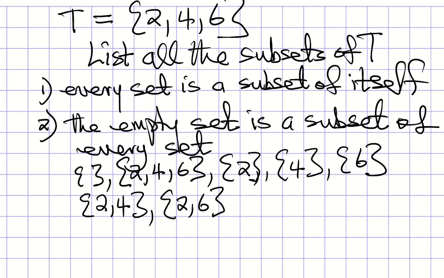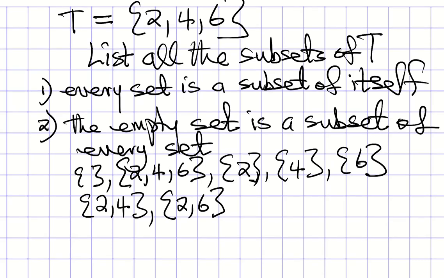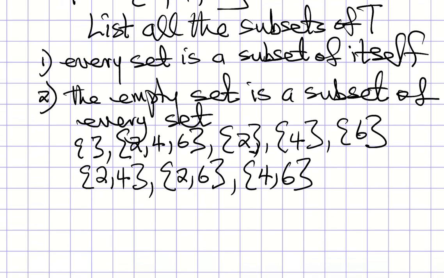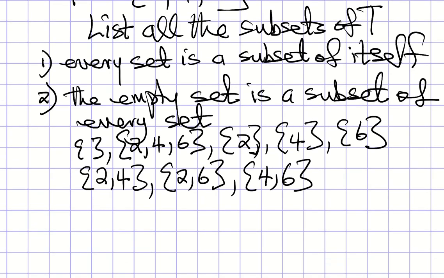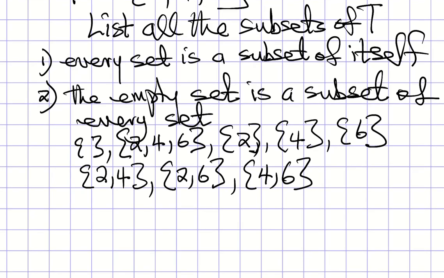So how many sets are there? 1, 2, 3, 4, 5, 6, 7. There has to be one more. Actually, it's this one here, 4, 6. It has to be 1, 2, 3, 4, 5, 6, 7, 8. It has to be 8 subsets. How do I know that? Well, there is a remark here for you that will help you.